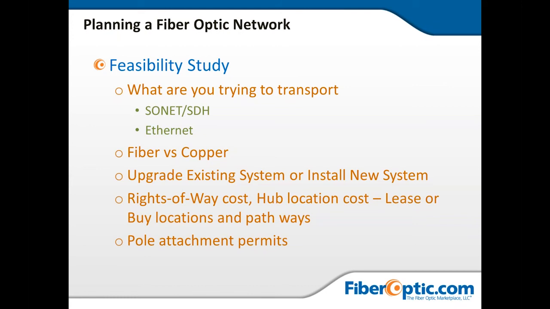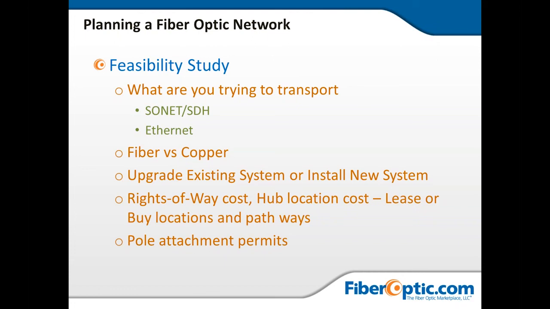What kind of information are we sending? We're going to look at whether or not existing copper infrastructure can do the job. Probably not, or we wouldn't be looking at the use of fiber. Are we going to upgrade existing systems? Is there existing fiber out there? Do we have a way that we can upgrade rather than installing a new system?